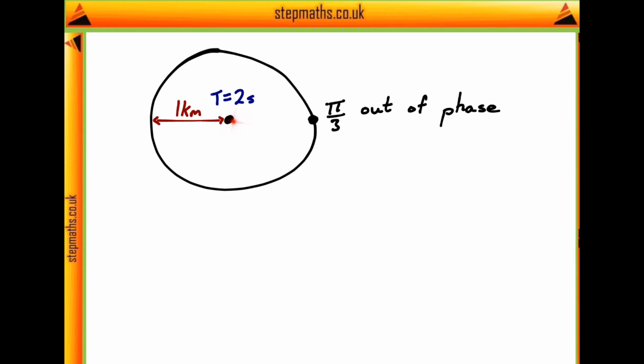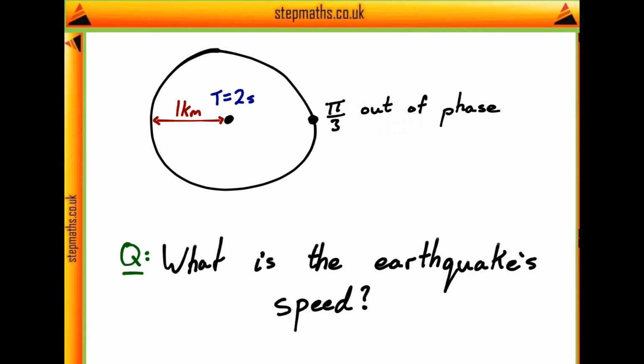the earthquake creates. Then we're told that the wave travels out 1 kilometre and reaches another house, which begins to oscillate with a phase difference of pi/3. So with this information, the question asks us, what is the earthquake's speed?